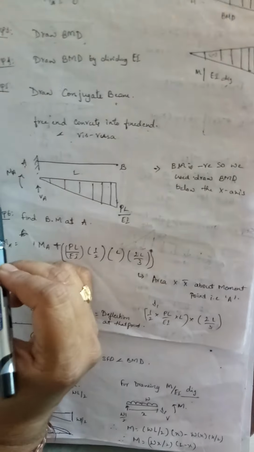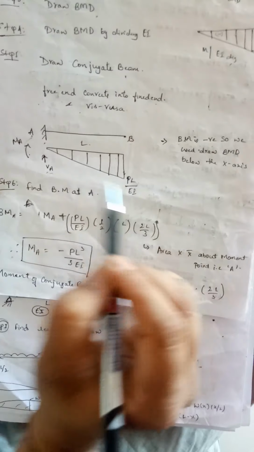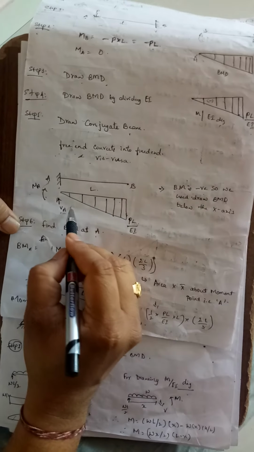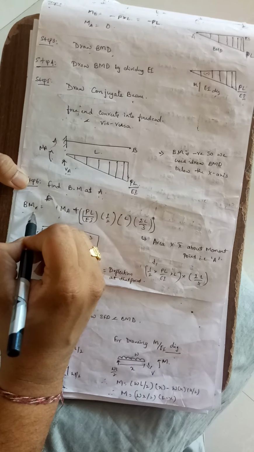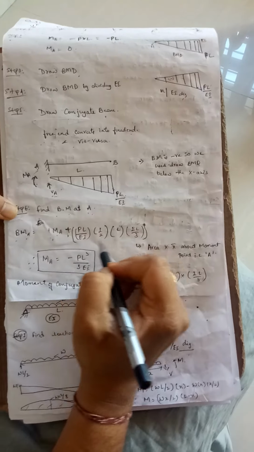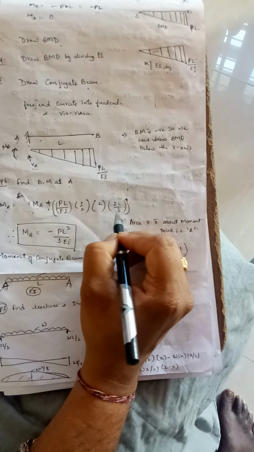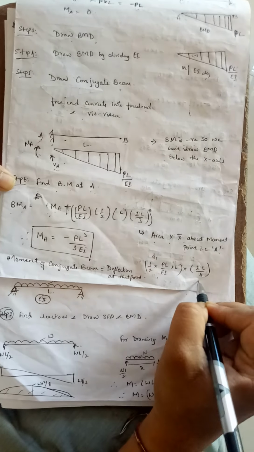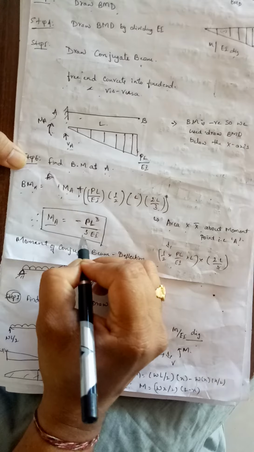Now what is the new thing here? Here you can see the moment at A, MA, and the force VA. The load is PL by EI. Now to find the bending moment at A, we need to find MA and VA. Bending moment at A is equal to MA plus half into PL by EI into L, that is the area of the triangle, into the centroidal distance about point A, that is 2L by 3. So in total, MA is equal to minus PL cube by 3EI.